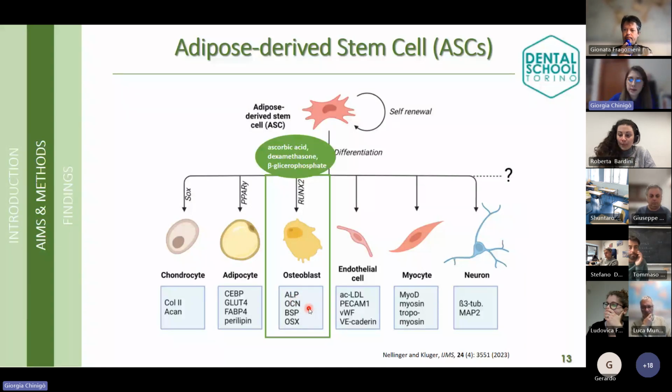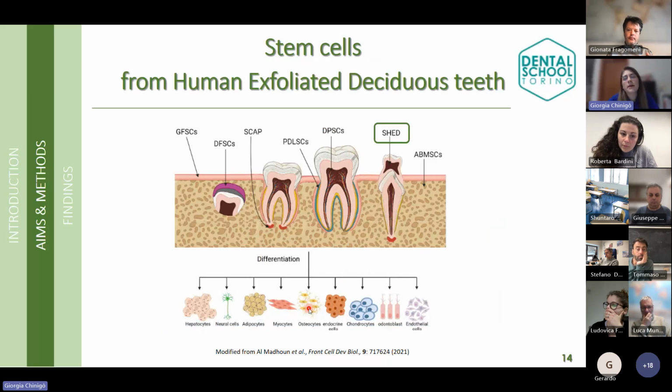But another abundant source of mesenchymal stem cells is the oral cavity. And in this case, thanks to their different anatomical origin, these stem cells could be more effective than the previous ones in treating, for instance, dental defects. That's why, again, in collaboration with the Dental School of Turin, we isolated stem cells from the dental pulp.